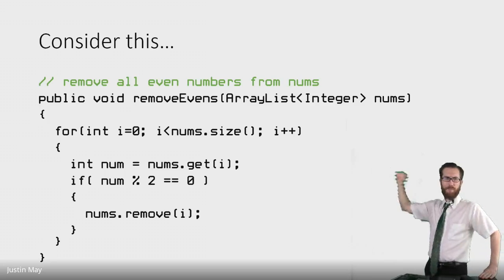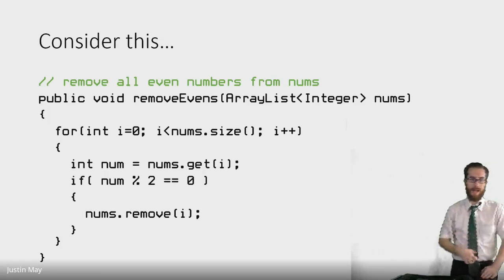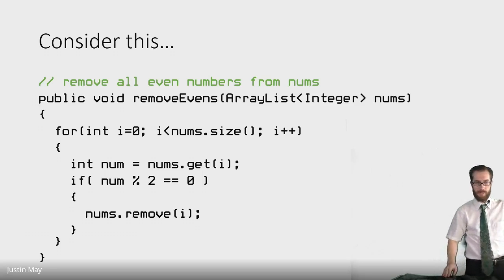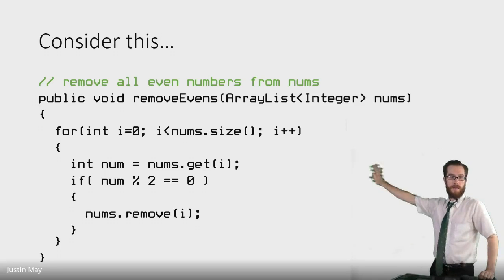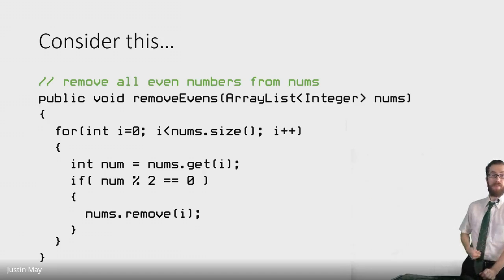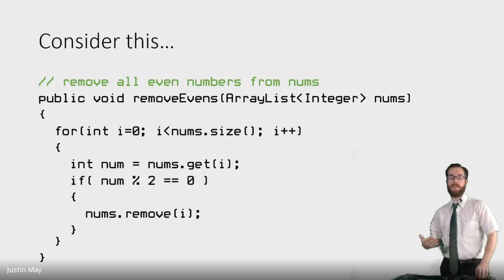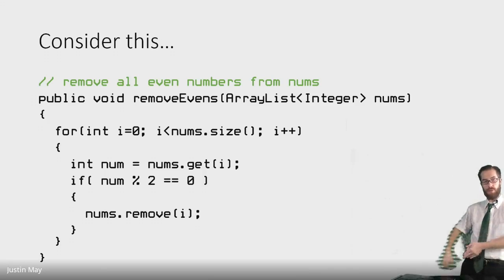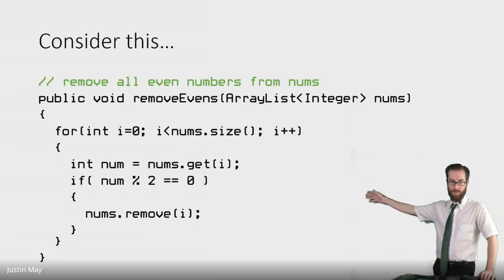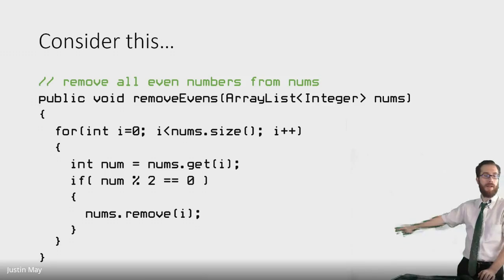So my standard for loop, for int i equals 0, while i is less than nums.size, i++. So loop through every element of this list, get the value at index i, store it in a variable. That's the first thing we do in any for loop. And then check, is that number even? You check for evenness by taking the remainder of 2, comparing it to 0. If the remainder of 2 is 0, then it is even. That's kind of the definition of being even, right?